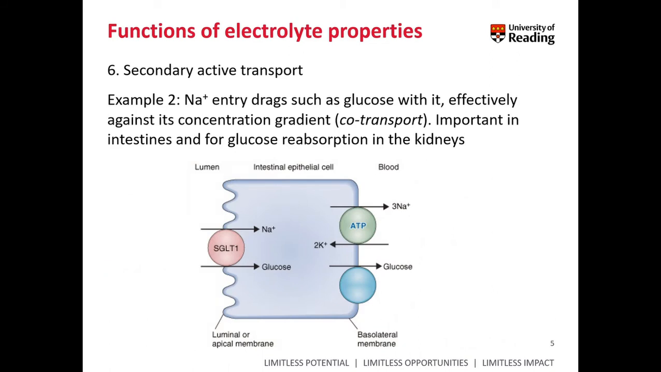Once again, the secondary active transport in the luminal or apical membrane in the intestine, thanks to the sodium glucose transporter 1, allows to move glucose, which has a lower concentration in the lumen than it has inside of the cell, against its own gradient, by using the higher gradient of sodium from the lumen to inside of the cell.